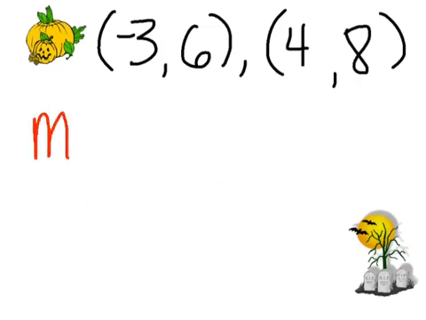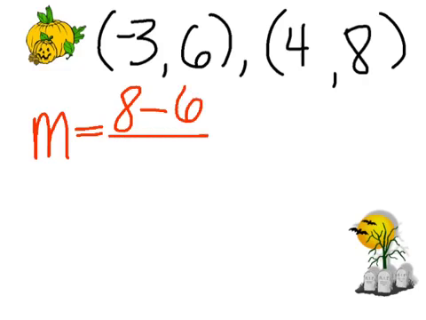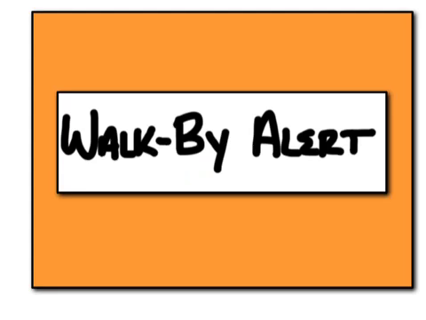Example 4. We're just plugging these numbers in right now. What's our y2? Minus our y1, 6. x2, 4, and our x1, -3. So you should have 8 minus 6 over 4 minus -3.